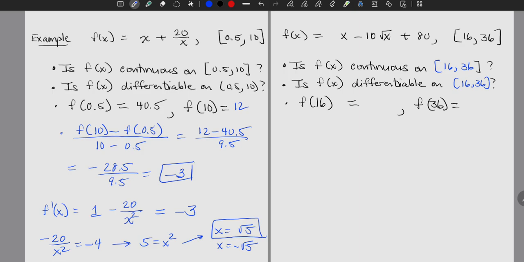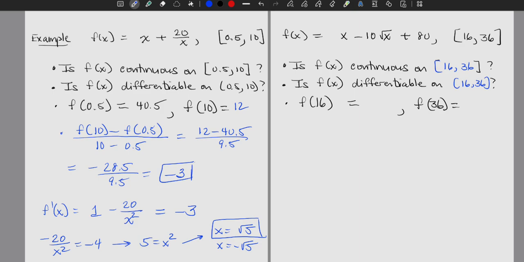Okay. So is f of x continuous on that interval? Absolutely. Square roots are only questionable, well, I should say undefined, when you're trying to plug in a negative number. We're not even going anywhere near negatives or even 0 because we know that the function's not differentiable at 0. But we're not worried about that. We're worried about the interval 16 to 36.